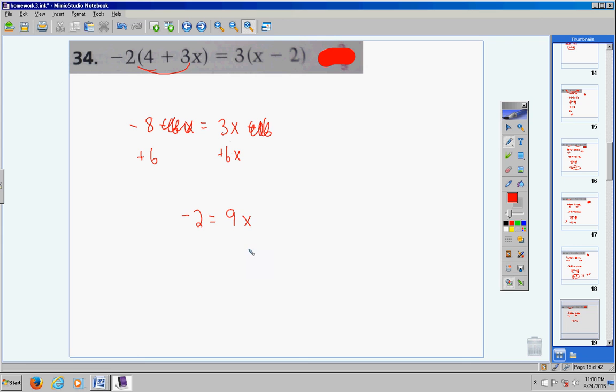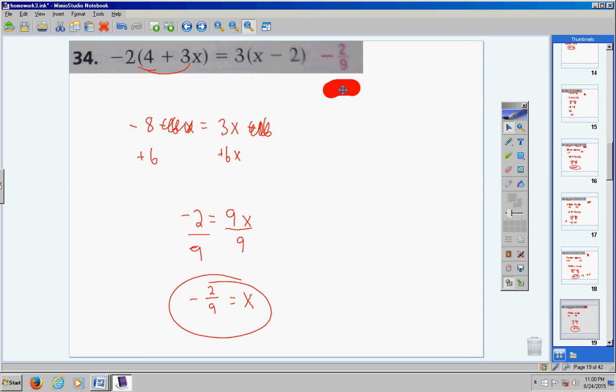Now divide both sides by 9 to get rid of your coefficient. A negative divided by a positive is a negative. Negative 2/9 equals x.